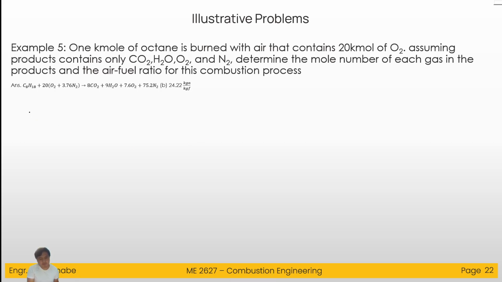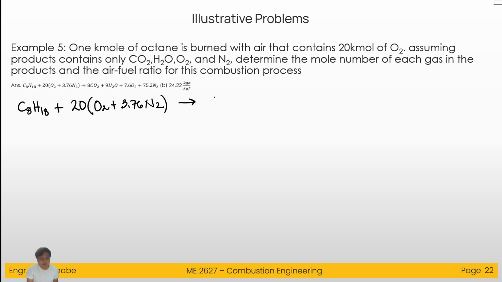There are alternative ways to solve this, but I will just solve this the fastest way, which is just to do the chemical balancing. So you have octane, which is C8H18, plus 20 kilomoles of O2. We still have nitrogen in the products, so we have to include nitrogen in the air as well.